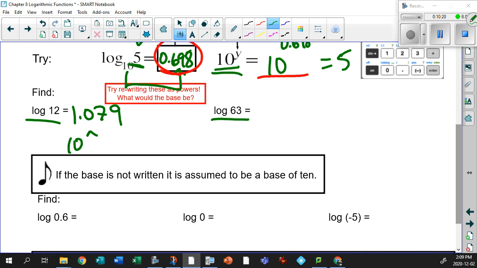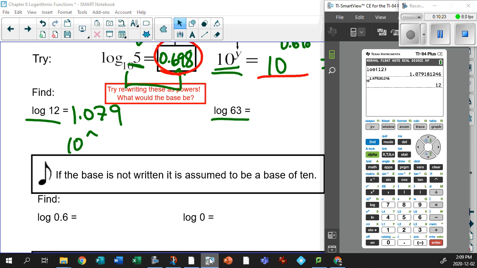Let's do the same thing for log 63 and see if that works. Okay, here we go. Ready? Log 63. Boom. Enter. 1.799. So I should be able to do the inverse of this number right there, and it better give me 63 back. 62.9999. Again, your calculator's not perfect. It rounded it off. 62.999999 is 63. Cool. Okay, so let's have some more fun.